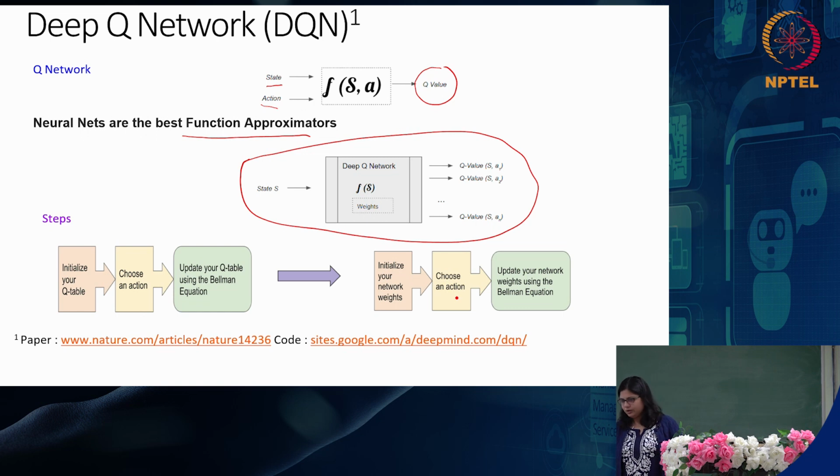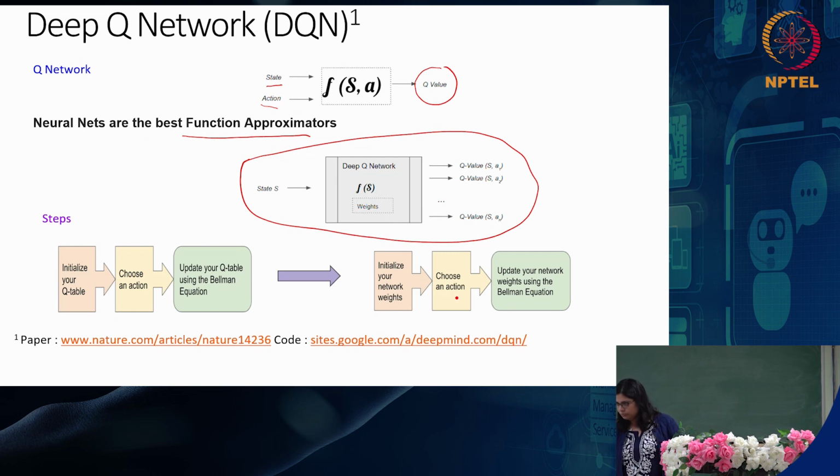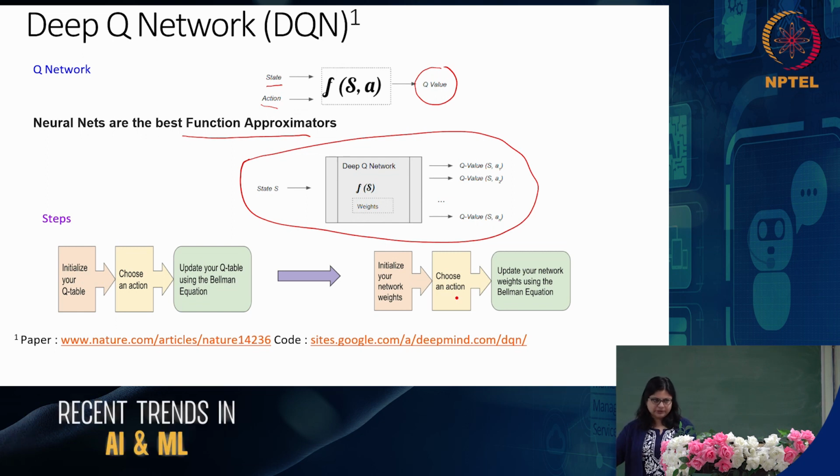But here, what is the error? You don't have any supervised data. In a normal perceptron or feed forward neural network, what is your error? The actual output minus the predicted output, and the squared error is used. But here we don't know the actual Q value. We can only approximate the Q value, so we can only calculate the temporal difference.